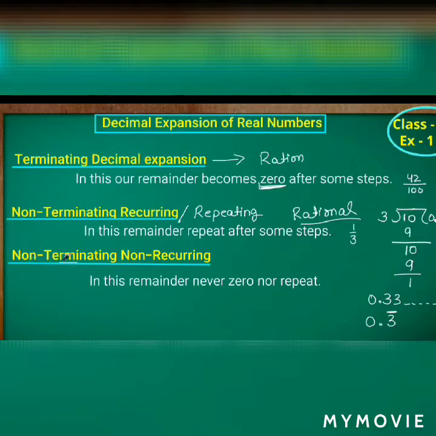Now come to the next one, non-terminating, non-recurring. Here the values are not going to be repeated, and in the same way they are not going to stop. So here the remainder is never 0 and never repeats. Suppose I am taking root 2. What is the root 2 value? That is 1.414.